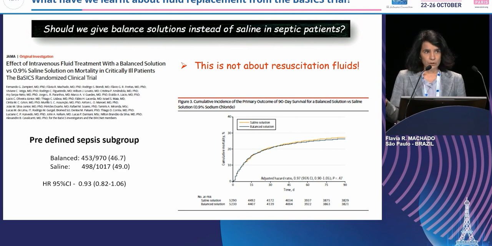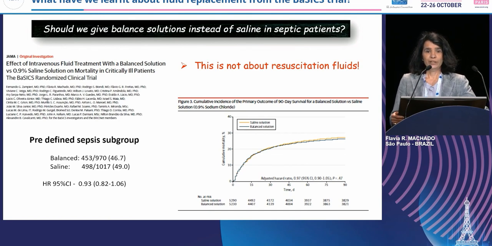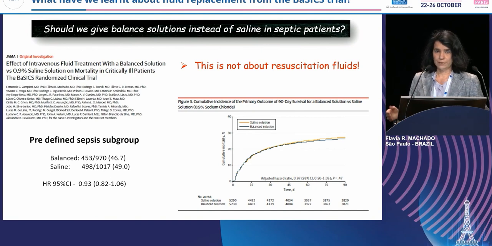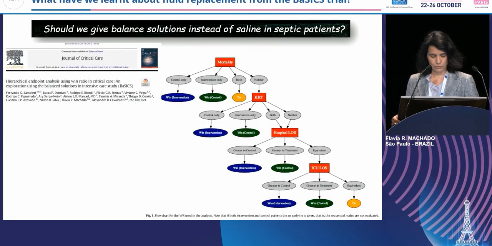So, as you might know, the BaSICS trial was a neutral trial, but we do have a predefined sepsis subgroup, and in our analysis, the estimated effect was 0.9, so a little bit similar to what the meta-analysis of the cluster randomized trials has found.